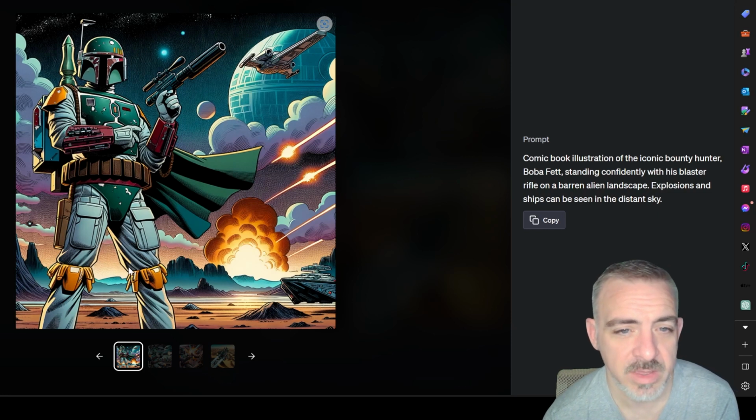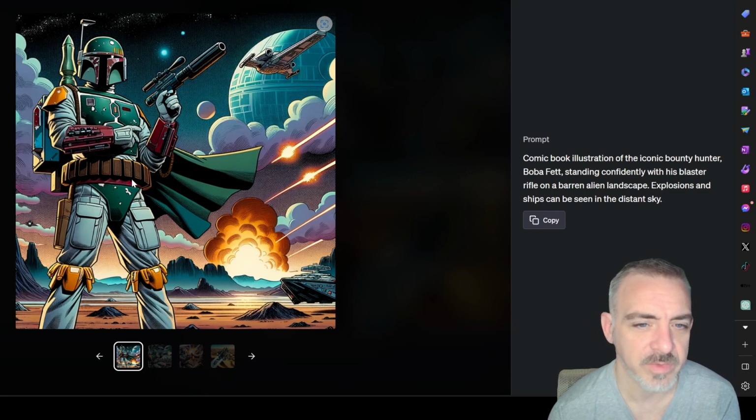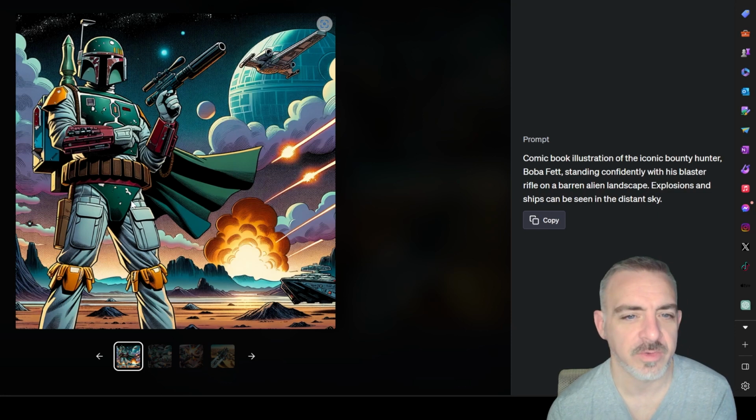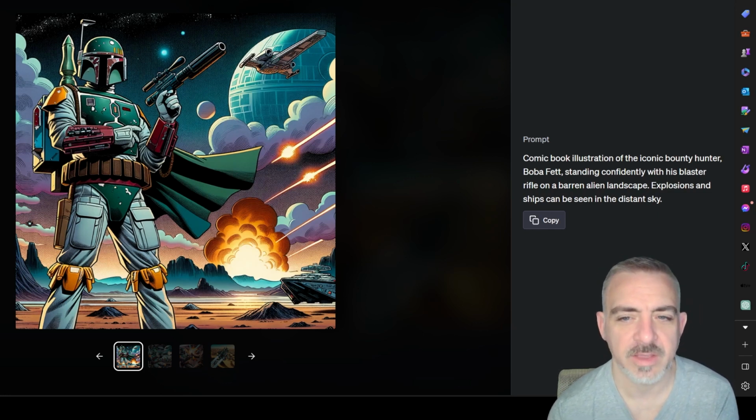But Bing and ChatGPT both did pretty well with the Boba Fett comic book style images. So this one is my favorite. So far, I think ChatGPT sort of takes the crown in terms of prompting for at least Star Wars images. So let's move on and take a look at our next prompt.